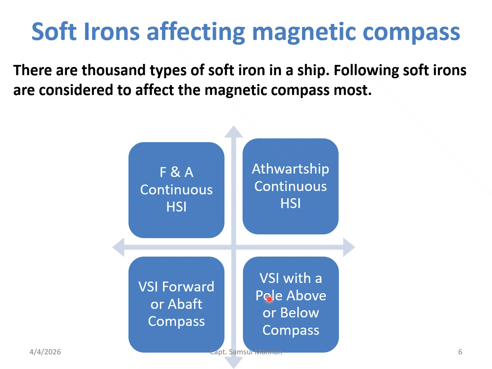Vertical soft iron with a pole above or below the compass. This vertical soft iron runs in a top to bottom or bottom to top direction, and there is VSI forward or above the compass. This VSI normally remains at the back side of the compass, because most of our superstructure, including the funnel, remains on the astern side of our compass. So these are the four important soft irons which will have an impact on our magnetic compass. We'll see what those impacts are.